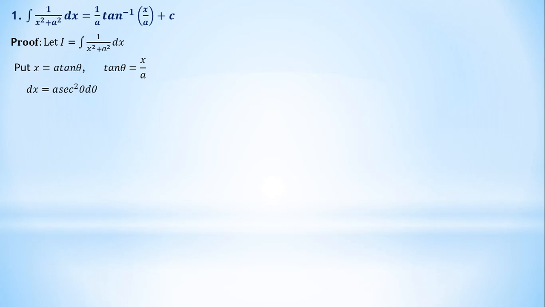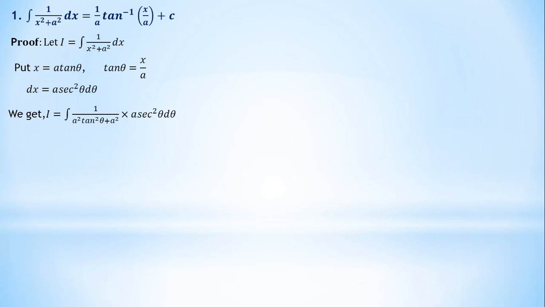So this is the procedure of the substitution method. If you put x is equal to a tan theta, then we have to write dx is equal to a sec square theta d theta, where the derivative of tan theta is sec square theta. So what do we get now? The given integration I becomes, in place of x you have to put a tan theta, so we get 1 upon a square tan square theta plus a square, as it is, into dx, meaning a sec square theta d theta.